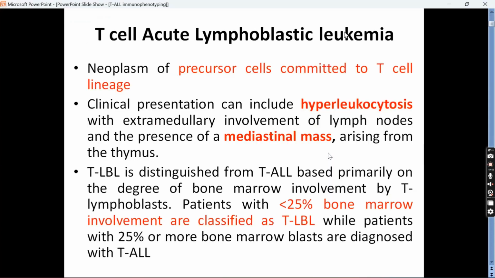Now, T acute lymphoblastic leukemia, as an introduction, is a neoplasm of precursor cells committed to the T cell lineage. So where does normal T cell maturation happen? Anyone?